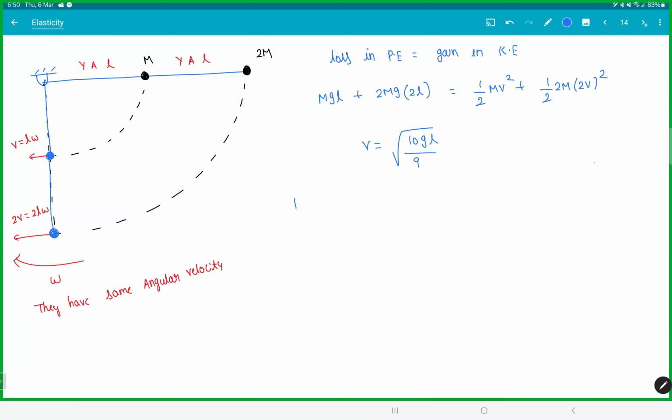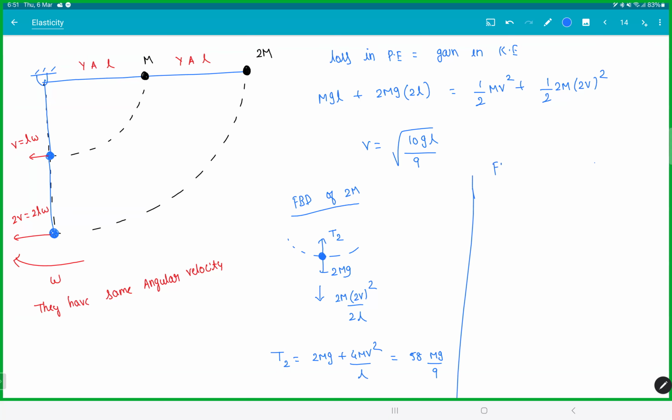How do you find the tension? We'll draw the FBD. You draw the FBD of 2m. What are the forces? Tension T2, your own weight 2mg. Since you're going in a circle, there'll also be a centrifugal force, which is 2m (2v) squared by 2L. From here, we get tension T2 is equal to 2mg plus 4mv squared by L. You know v's value, substitute here. How much is that? That will be 10 by 9, 40 by 9, 40 plus 18, 58mg by 9.